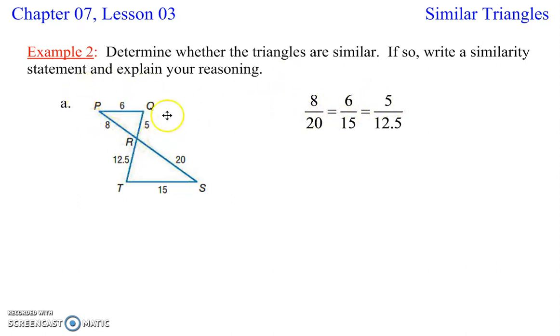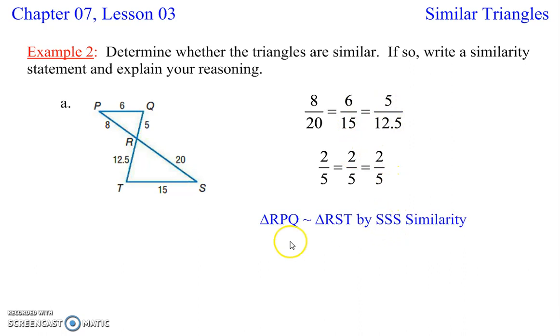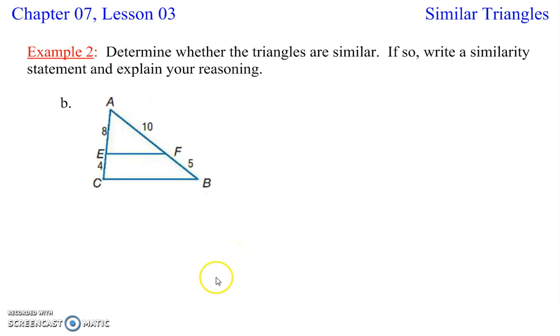So notice the smaller triangle, they're all on top. And this simplifies down to 2 to 5, so does this, and so does this. So these are similar by side-side-side similarity.